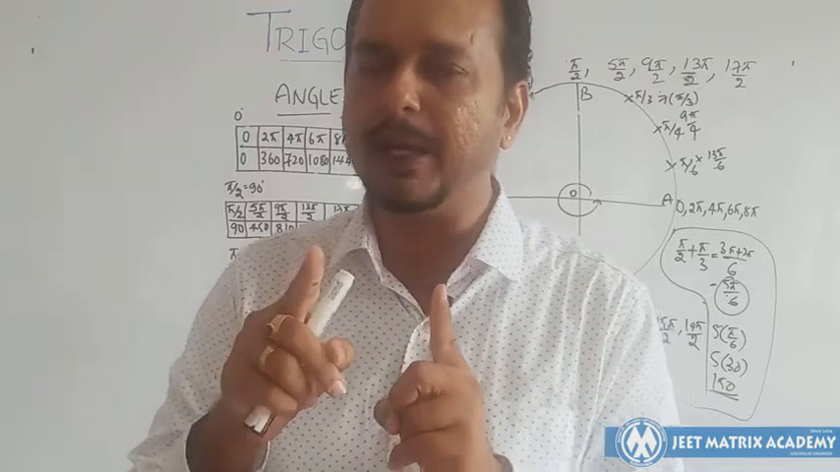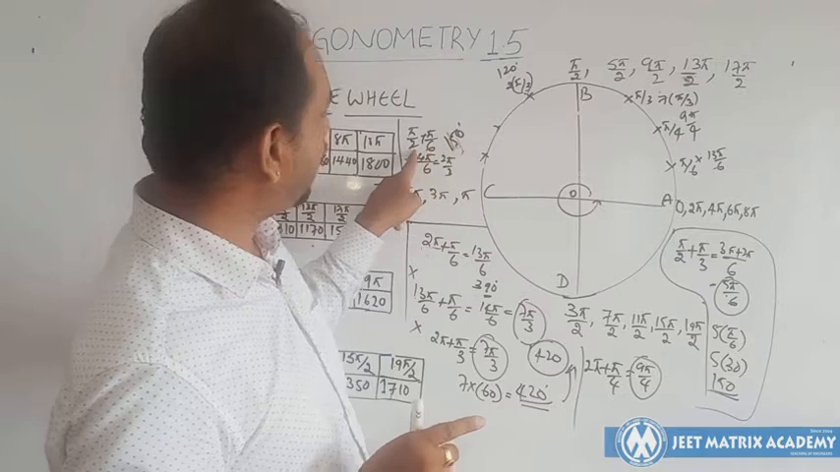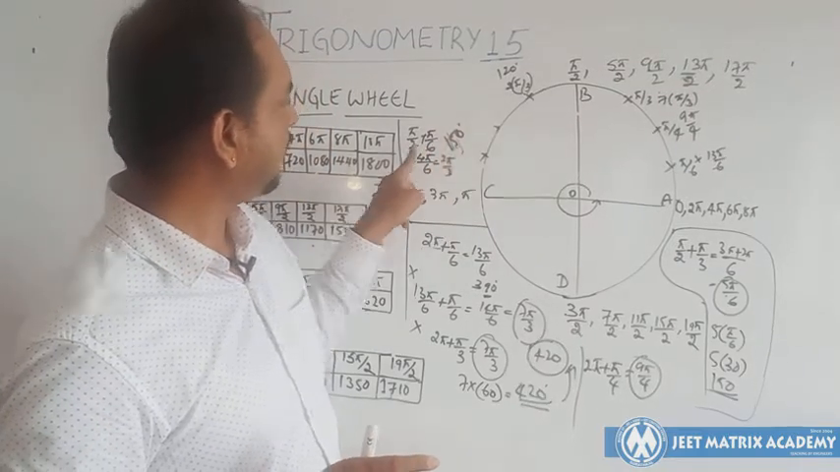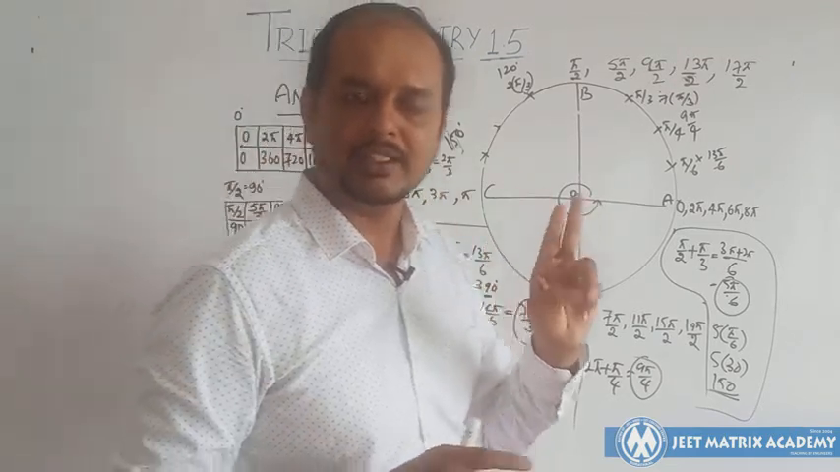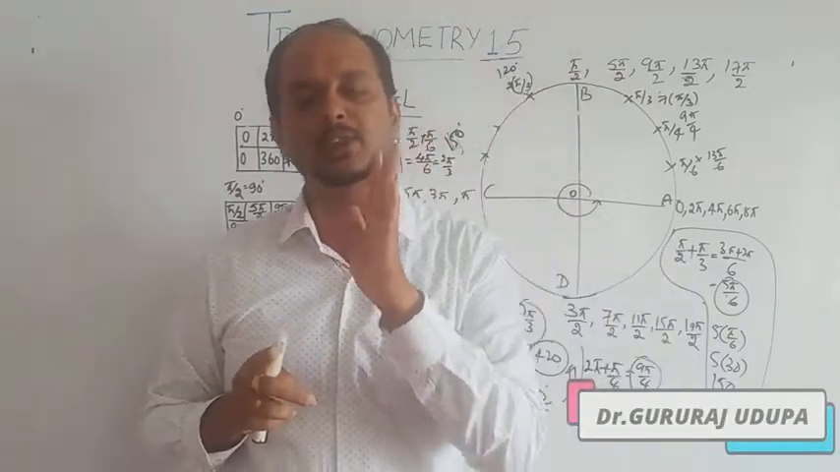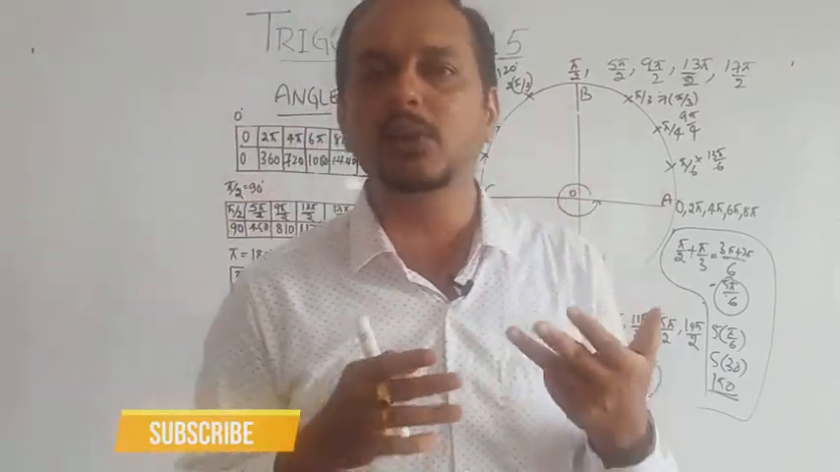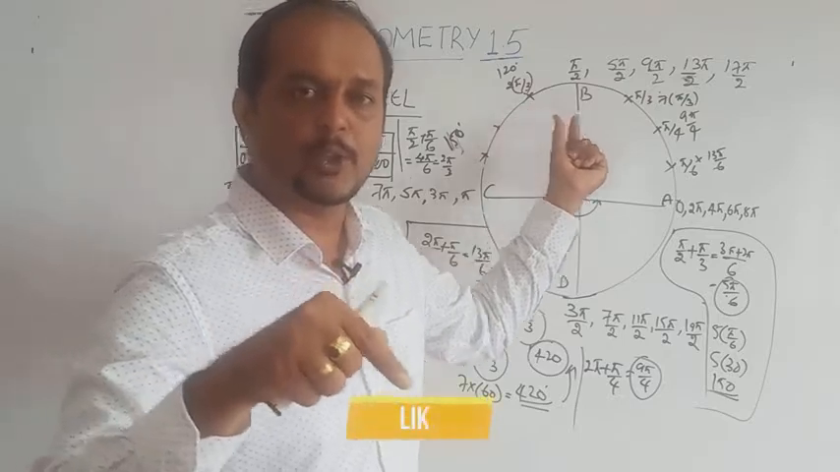Okay, next, pi by 2 plus pi by 6 is 120. Pi by 2 plus pi by 6, that is 2 pi by 3. That is one way. Second way. Next way, 2 into 60, that is 2 into pi by 3, is 120. So 3 ways I try to remember this location. This is what you are supposed to do in your mind.